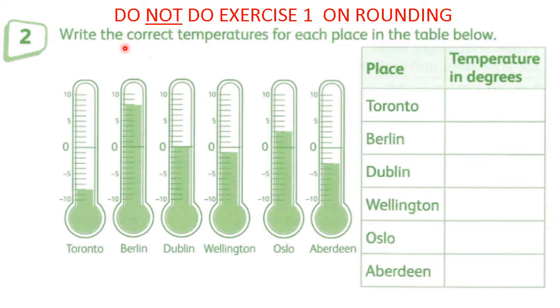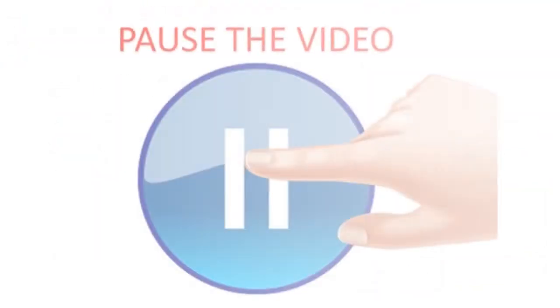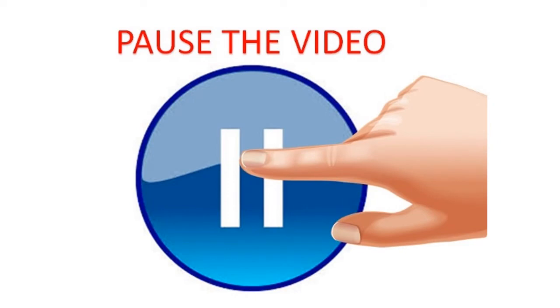Write the correct temperatures for each place in the table below. So we have the cities Toronto, Berlin, Dublin, Wellington, Oslo and Aberdeen. Look at the thermometer for each one. Write the temperatures in the table in degrees. Now pause the video, and when you're ready, continue watching to check your answers.